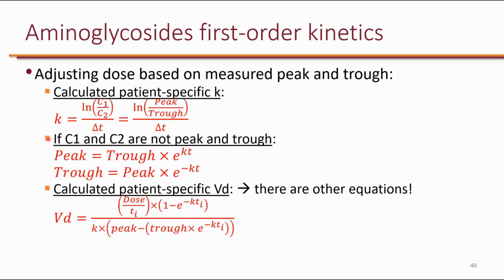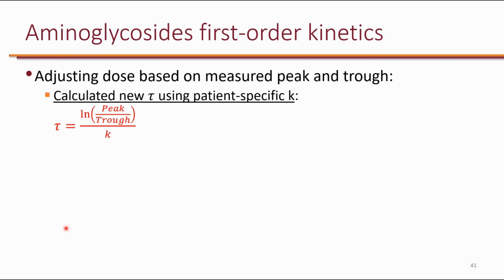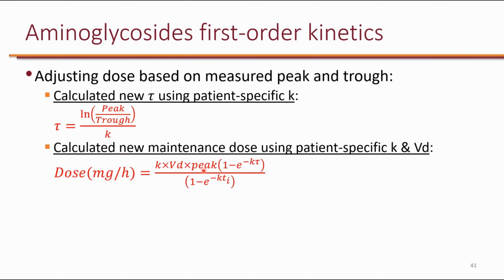And of course, what you do with the K is to get the individualized volume of distribution. So the volume of distribution that we calculated previously was an estimate. But this time, since we have a specific K from the patient, we can actually calculate the actual volume of distribution in the patient. And what we do with the K next is to calculate tau again. So now instead of the estimated K, we use the actual K that we calculated in the patient. So we get the new tau. And then using the new tau and using the individualized K and the individualized volume of distribution, now we come up with a dose that's very accurate in the patient.